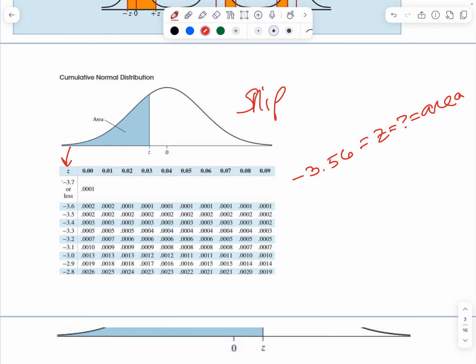So you would come down to negative 3.5 and see how it's 0.00, 0.01, 0.02, 0.03, 0.04, 0.05, 0.06, right? So we're looking at the 6 is in our hundredths place, so we're going to come down here and look to see where they meet. So it would be right there. The area would be 0.0002 for a z-score of negative 3.56. So that's how you read the chart.